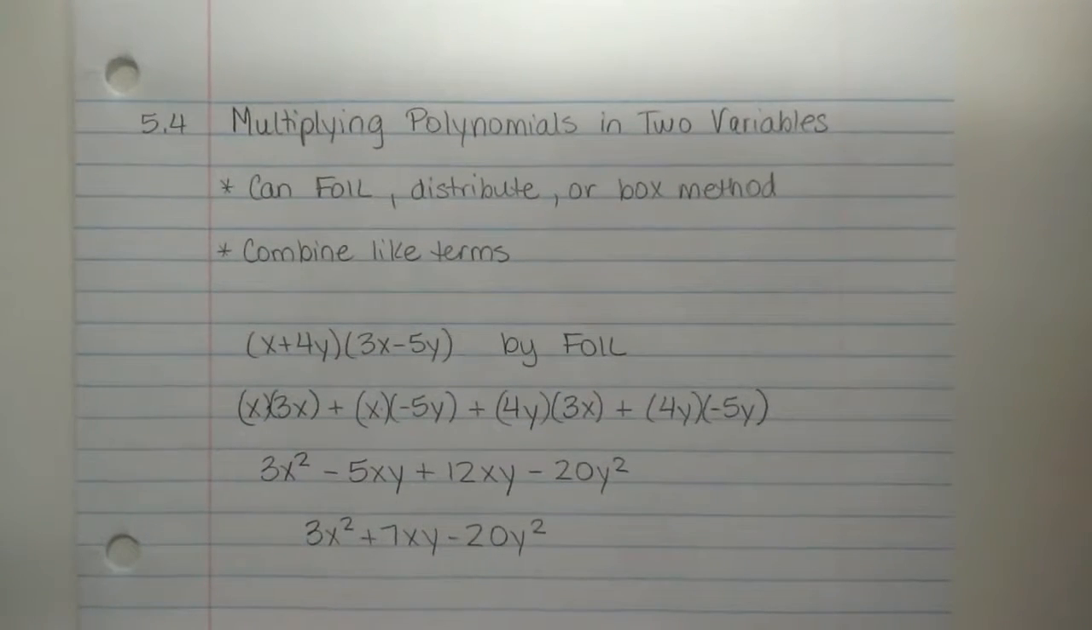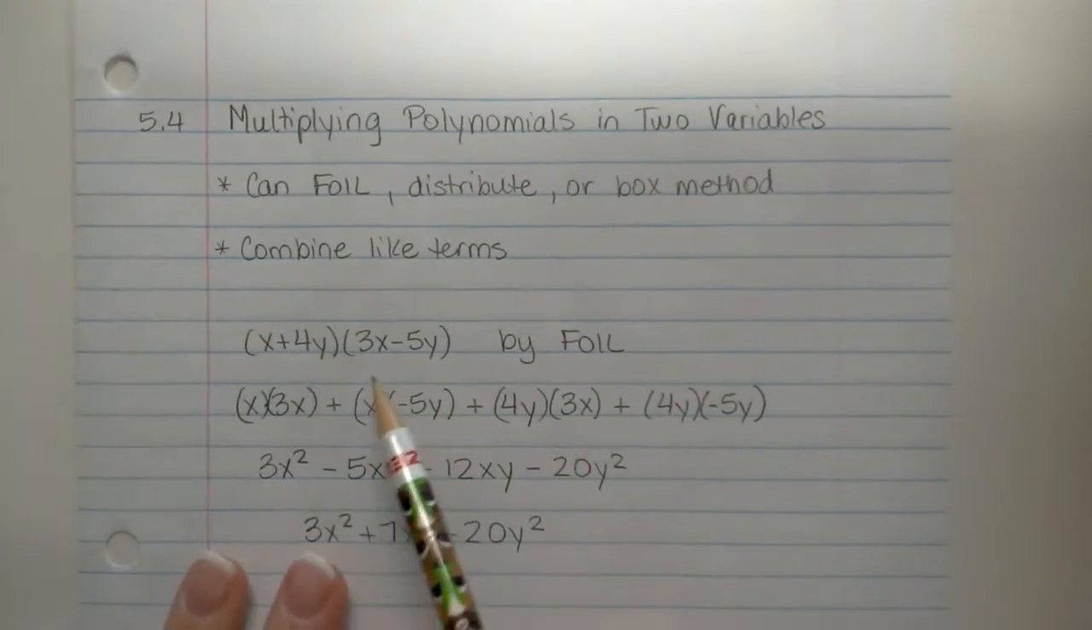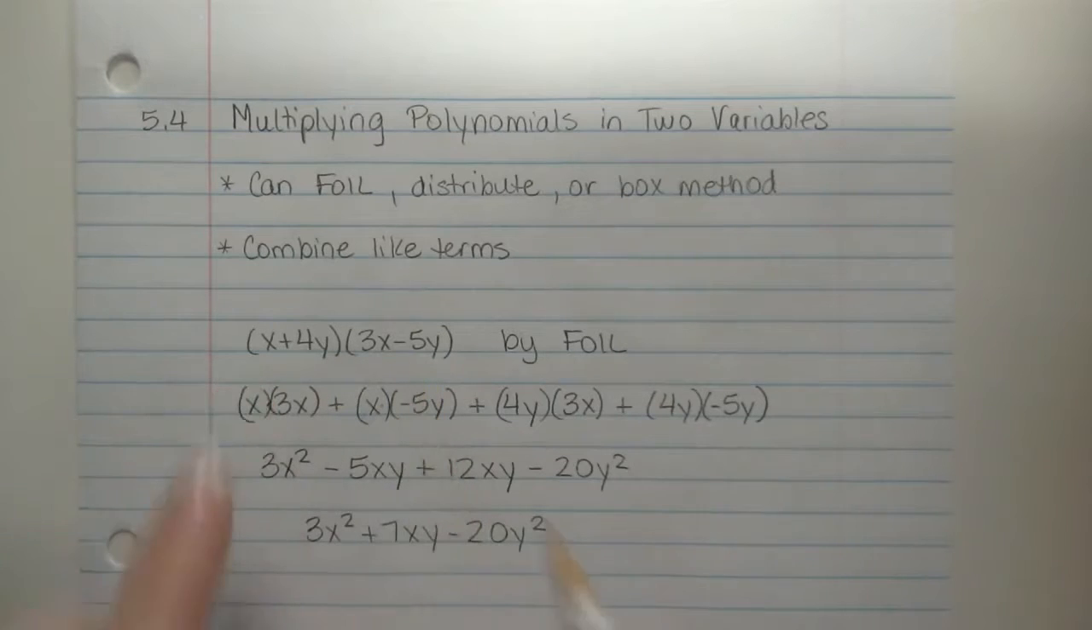All right, last part of this section, multiplying polynomials in 2 variables. Again, you can use FOIL like we did before. You can distribute or use the box method, whatever you want to do. You just need to combine your like terms when you're done. All right, so here we go. We've got x's and y's all mixed together.